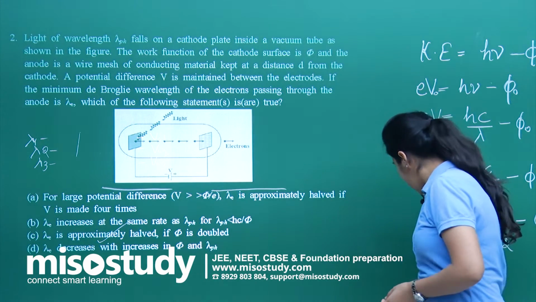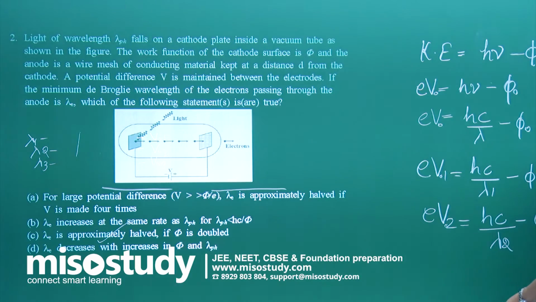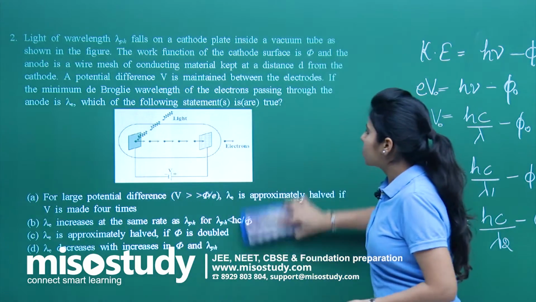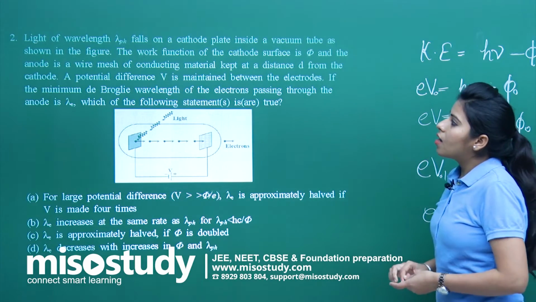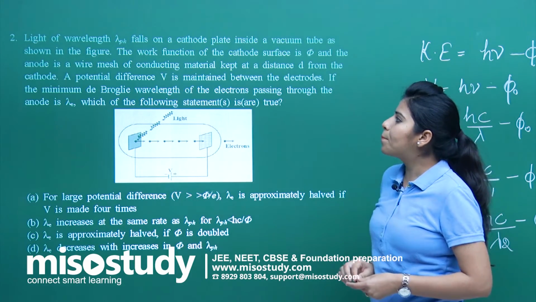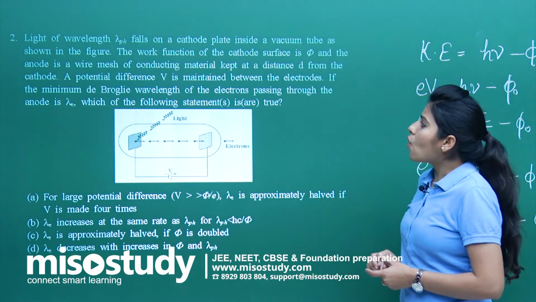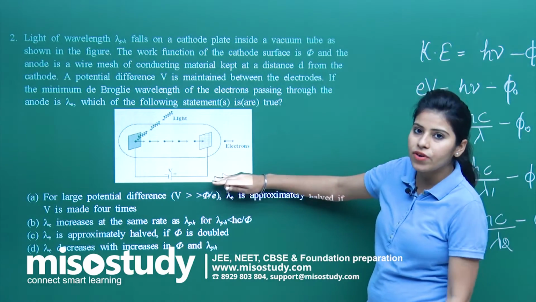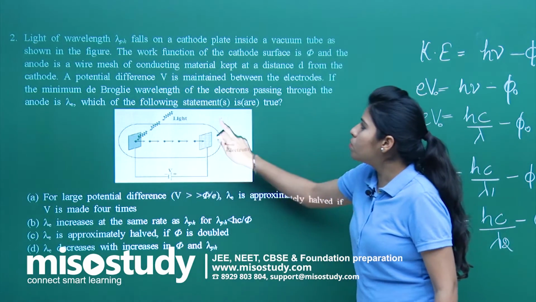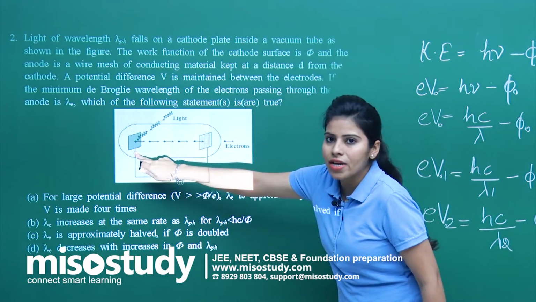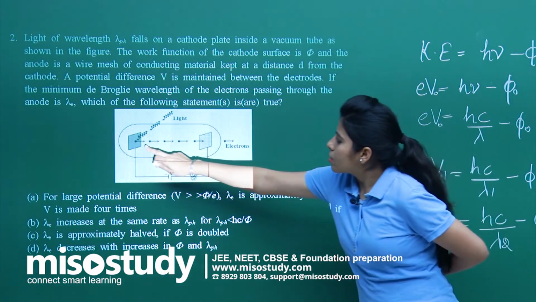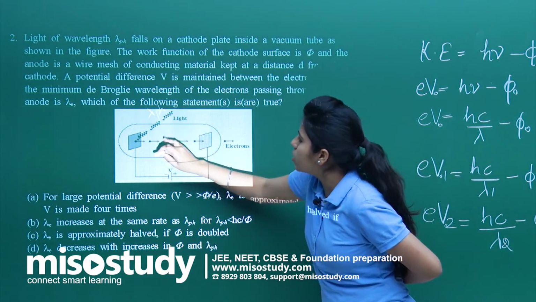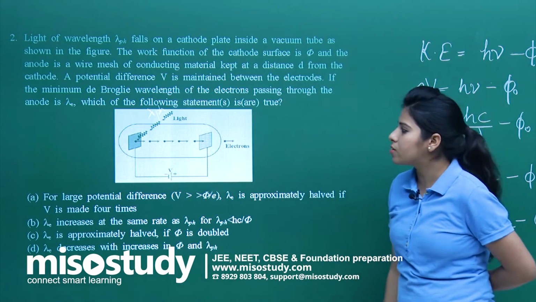Okay. So question number 2 says that a light of wavelength lambda ph falls on a cathode plate inside a vacuum tube as shown in a figure. This is a vacuum tube and this is a cathode plate, and say this is lambda ph, the photon falling over this cathode plate.